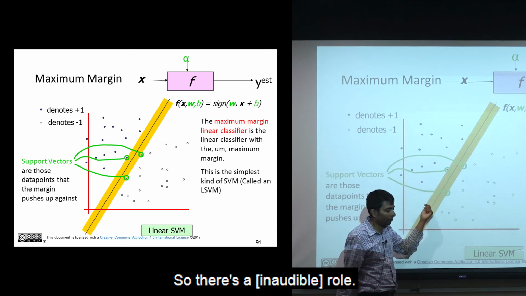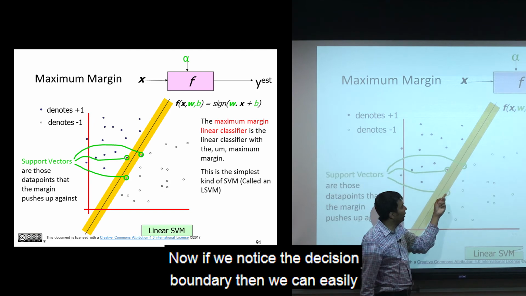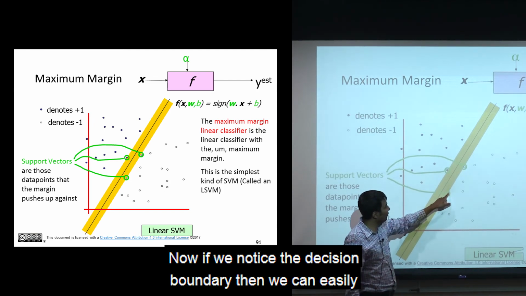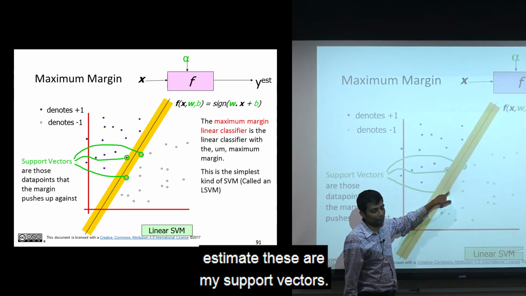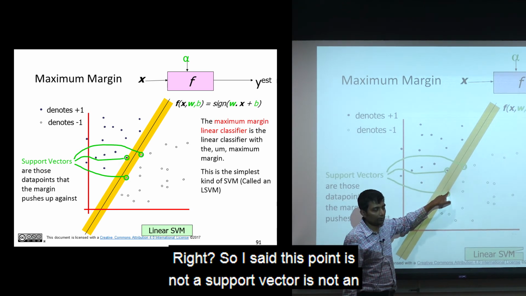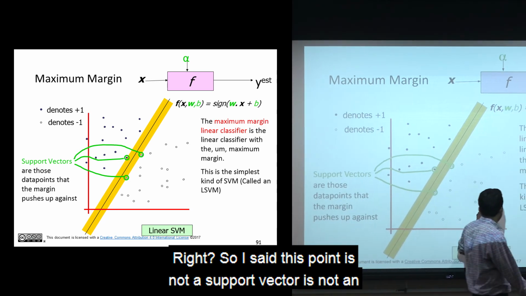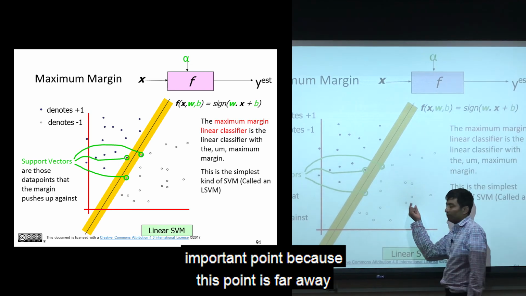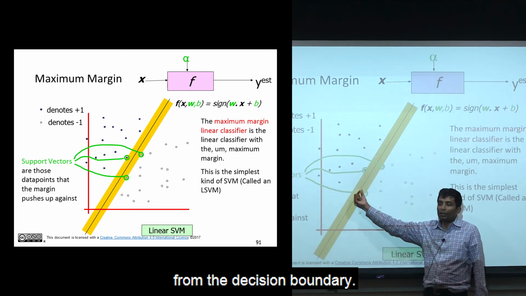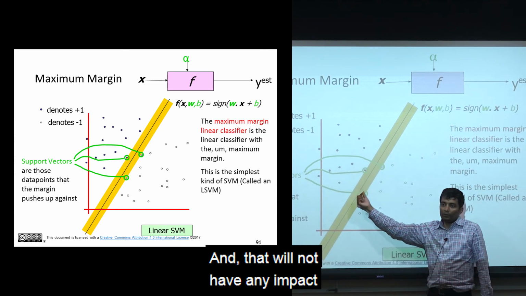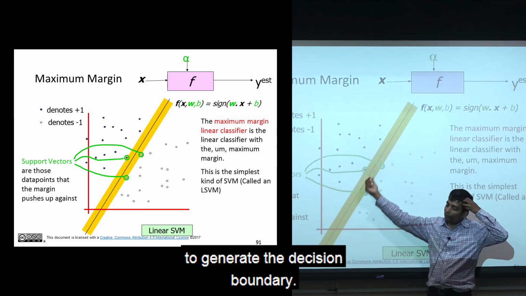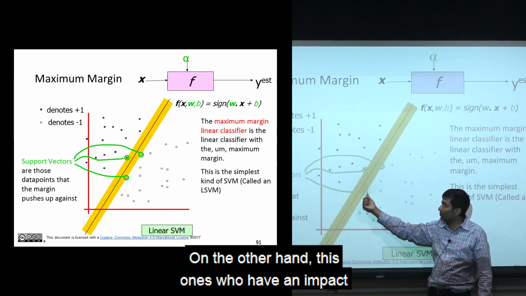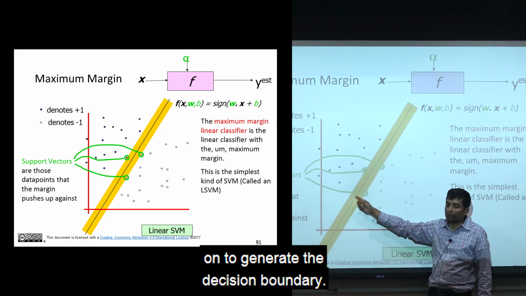So there is a chicken-and-egg problem. If we know this decision boundary, then we can easily estimate which are my support vectors. This point is not a support vector, is not an important point, because it is far away from the decision boundary, and it will not have any impact on generating it. On the other hand, these points will have an impact.